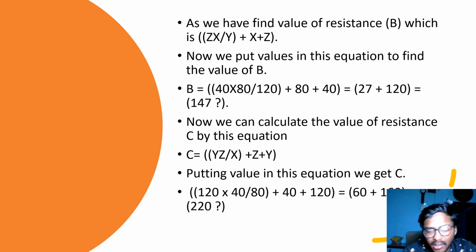Now we can calculate the value of resistance C by the equation C equals YZ by (X plus Z plus Y). Putting values in the equation we get C: 120 into 40 by (80 plus 40 plus 120) equals 60 plus 120 equals 220.